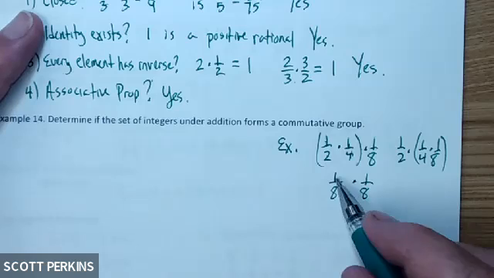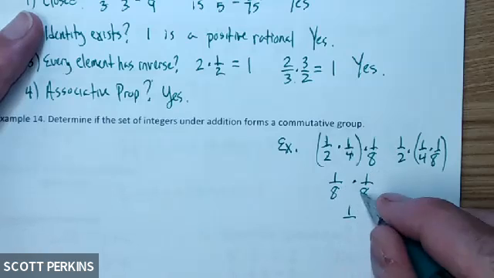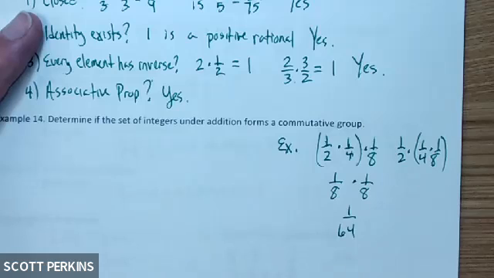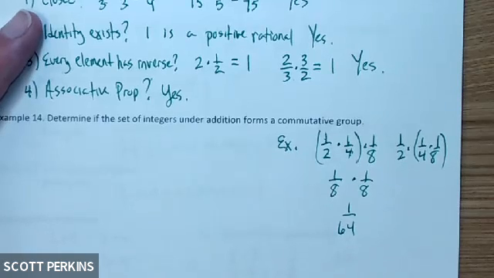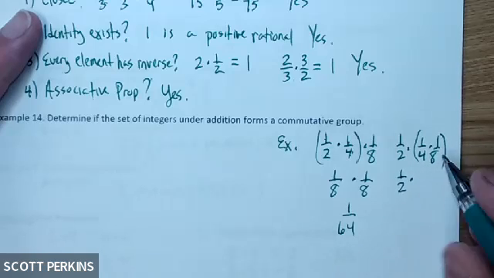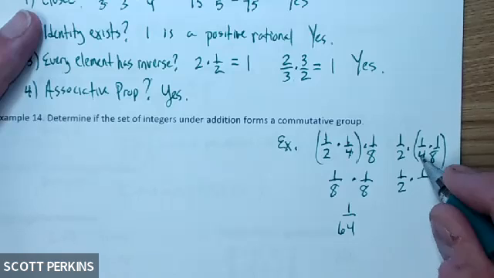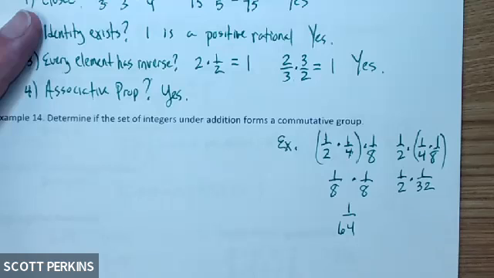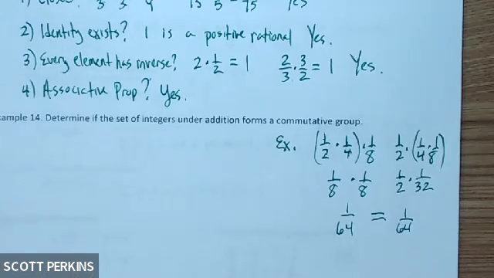And then again, 1 times 1 is 1. 8 times 8 is 64. When I do it the other way, and with the 1/4 and an eighth, I have a half times 1 times 1 is 1. 4 times 8 is 32. And then 1 times 1 is 1, and 2 times 32 is 64. And look at that. It's the same, just as I knew it would be, because multiplication is indeed associative.